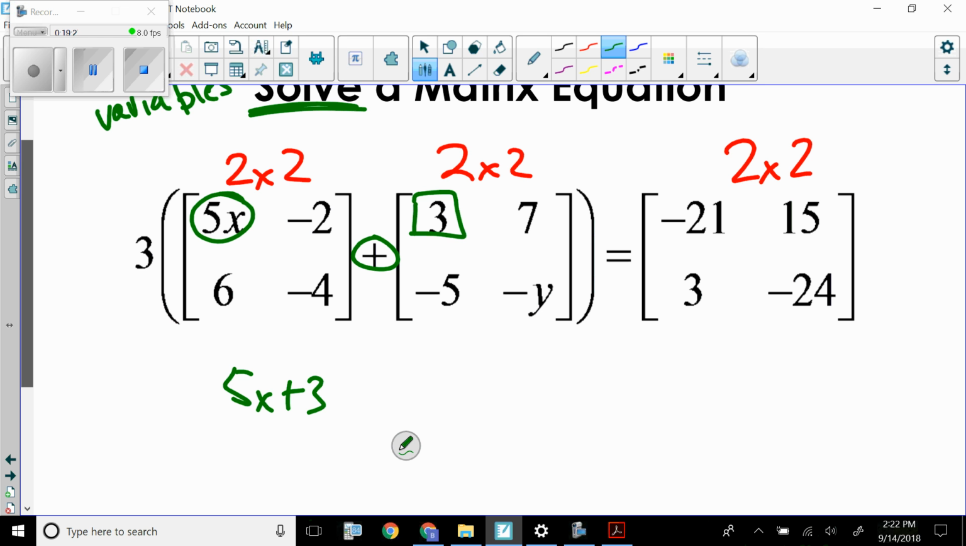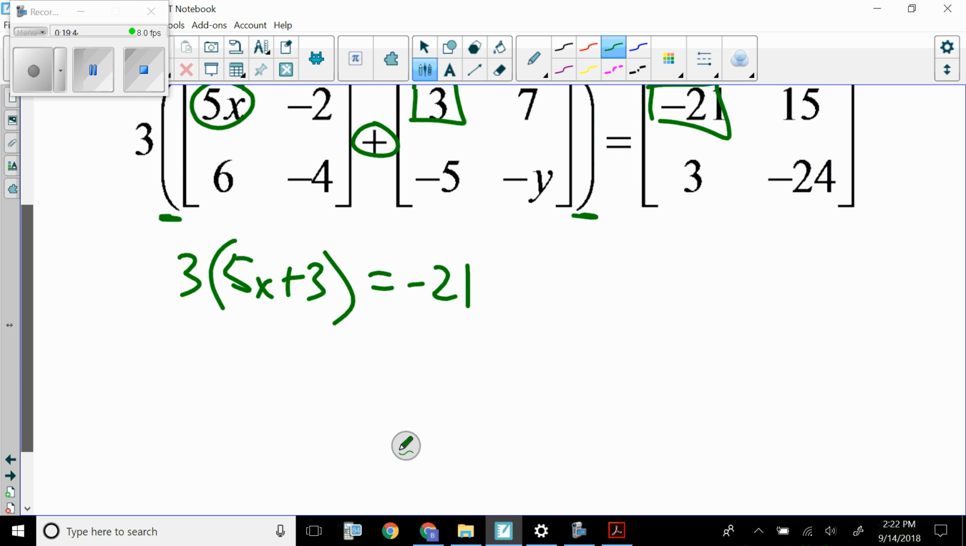That's not all that's being affected. Notice these parentheses. I have parentheses around that. And then I have a 3. And that should equal the element that's sitting over there. So then I have equals negative 21. Now I've created an equation. I should be able to solve this.